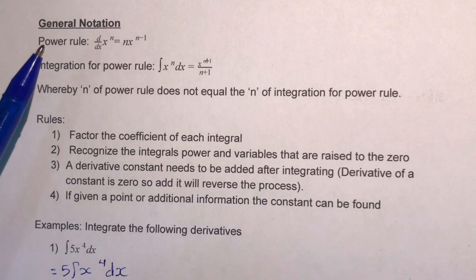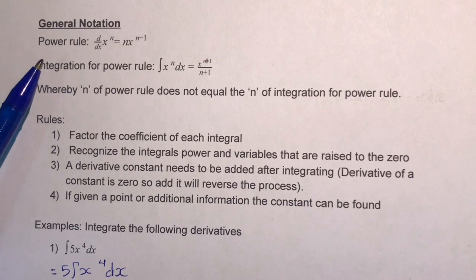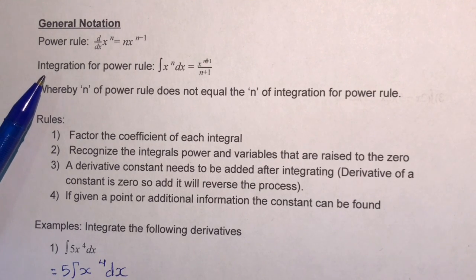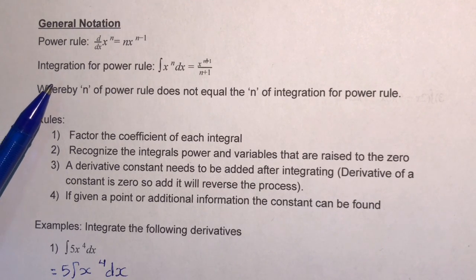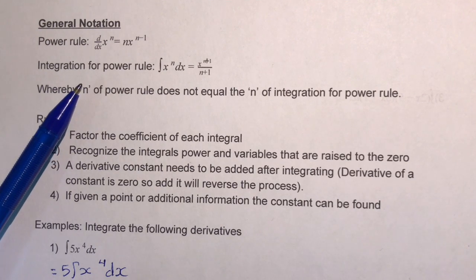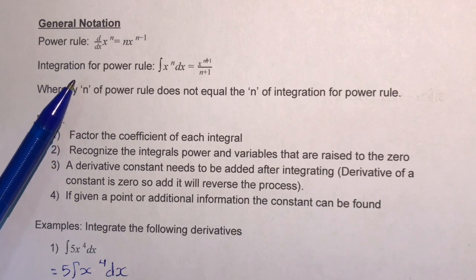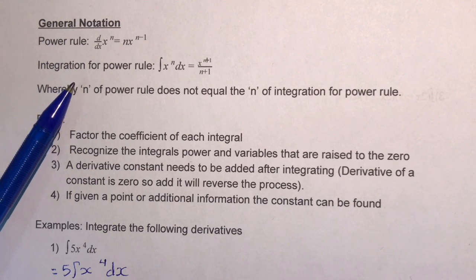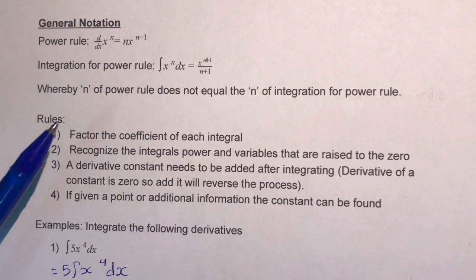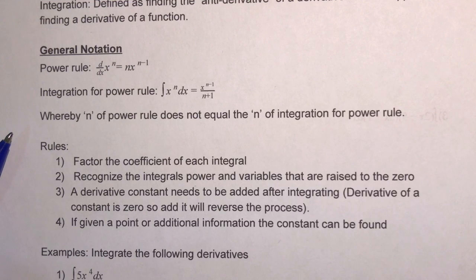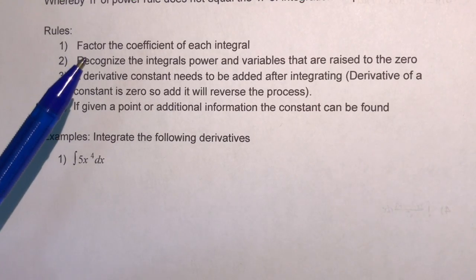The general notation. So we know the power rule is d divided by dx times x to the n equals n times x to the n minus 1. So the integration for power rule is the exact opposite. And it is the integral of x to the n times dx is equal to x to the n plus 1 divided by n plus 1, whereby n of the power rule does not equal n of integration for the power rule. First rule is to factor the coefficient of each integral.